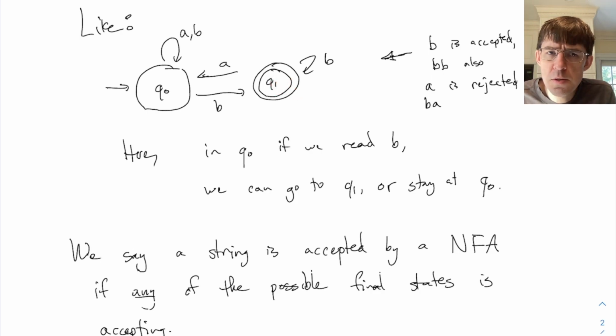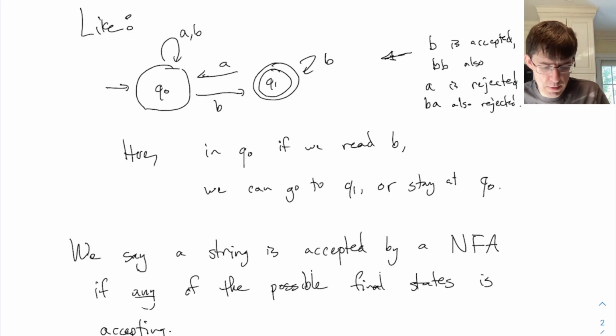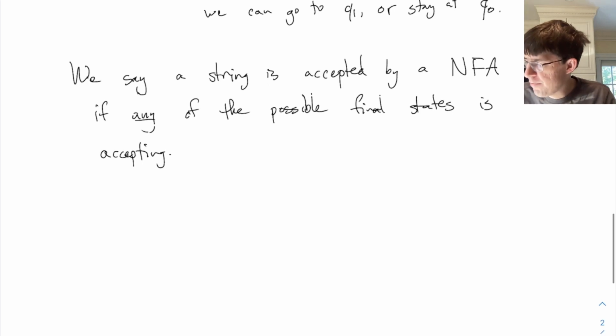So the question of is it accepted or not is more complicated on an NFA. On a DFA, it's always very cut and dry. You just follow the arrows one at a time. On an NFA, you have to actually consider many different paths sometimes, and sometimes it can be really very difficult to decide. So BA is rejected also. Okay, great. This is NFA.